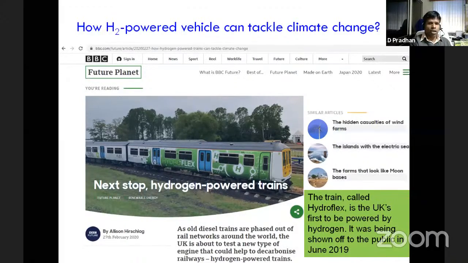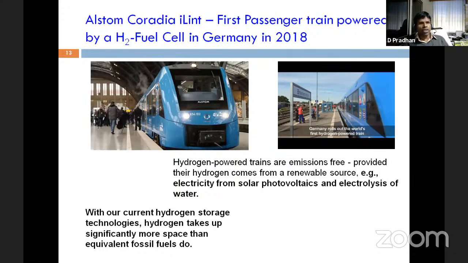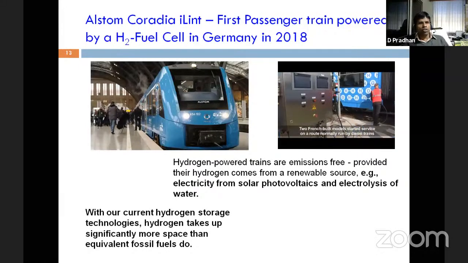But now the trains have also come. In particular, Germany has developed a passenger train, and it has been running since 2018. And this train has now been introduced in Austria, the Netherlands, these types of countries.